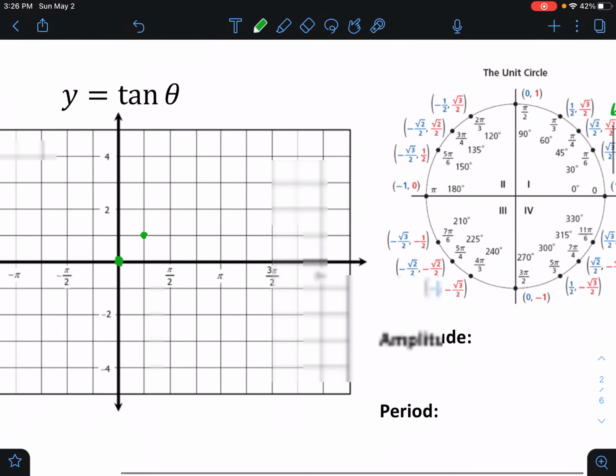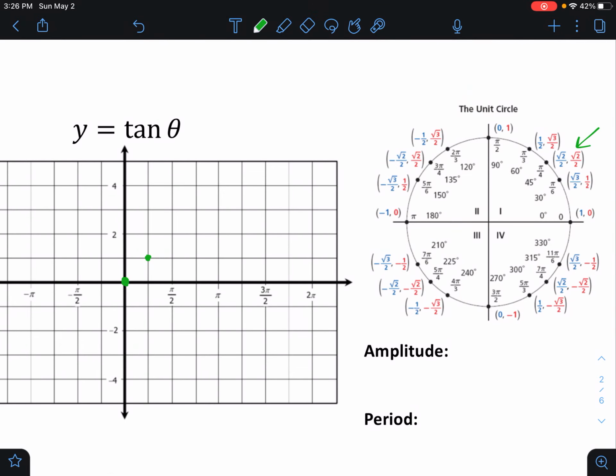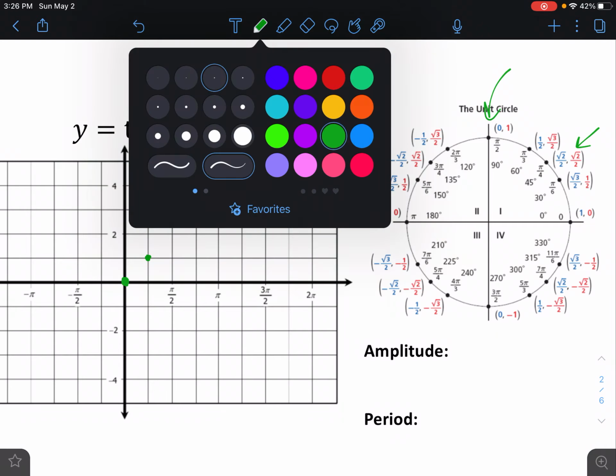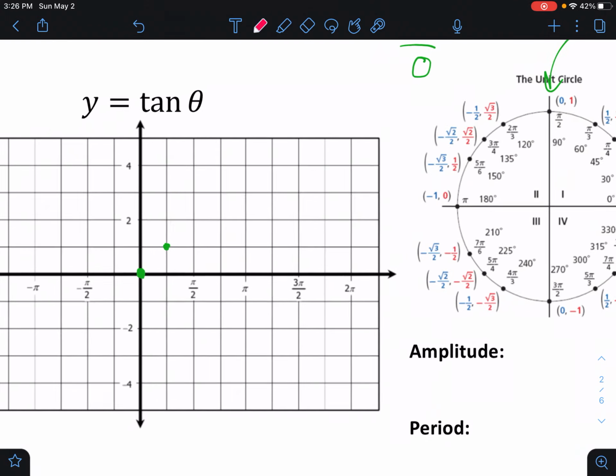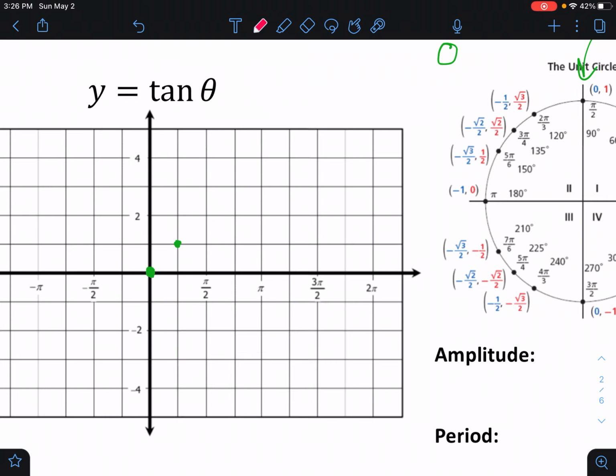Now if we go here and do y over x, we're going to get 1 over 0. Remember, you can't divide by 0, so this is undefined. So we get something called an asymptote line, if you remember from previous classes, maybe you don't. This is where you have an undefined position. So I'm going to draw a line at pi over 2.